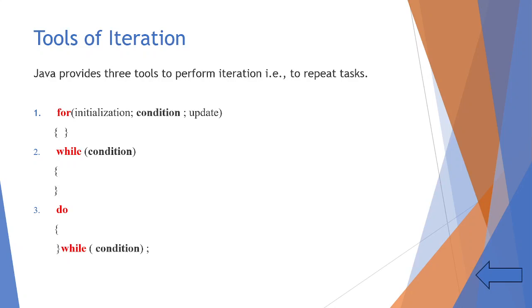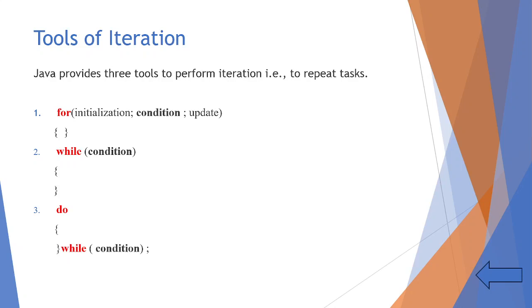For is a tool to repeat, while is a tool to repeat, do while is a tool to repeat. 3 tools. The condition is given at the beginning of the for loop. The block is required to repeat. The body of the loop is inside the block. Now for, the condition is checked first. While also has the condition checked at the beginning only, whereas in do while, the condition is checked at the end of the loop.